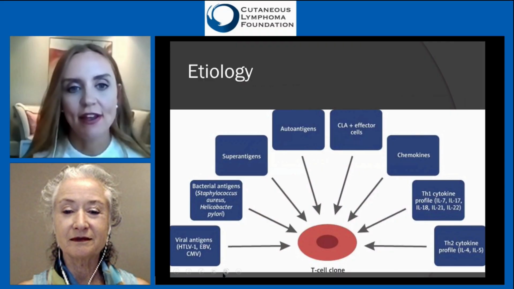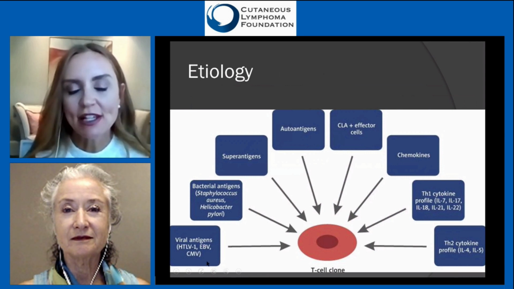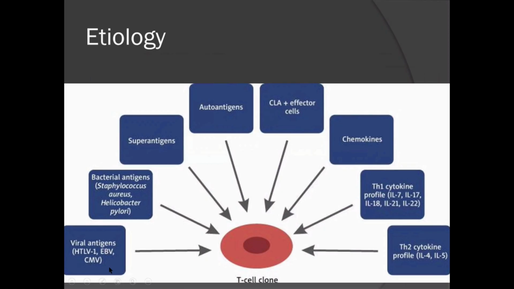And I like this slide because it shows all of the things that have been suggested as being causative in CTCL. It's been suggested that viral exposure may overstimulate those T cells, that certain bacterial contaminants may cause this phenomenon, superantigens, autoantigens, CLA effector cells, chemokines, which refers to usually pro-inflammatory natural chemicals that are part of our immune system. Those may become disproportionate, and you may have a pro-inflammatory state emerge.